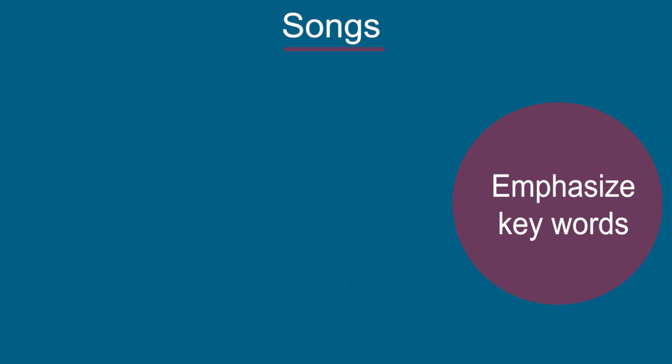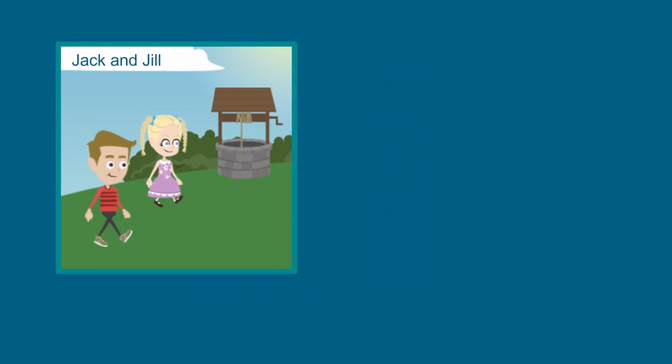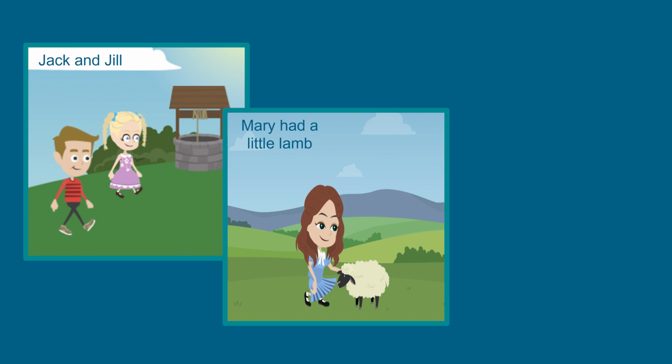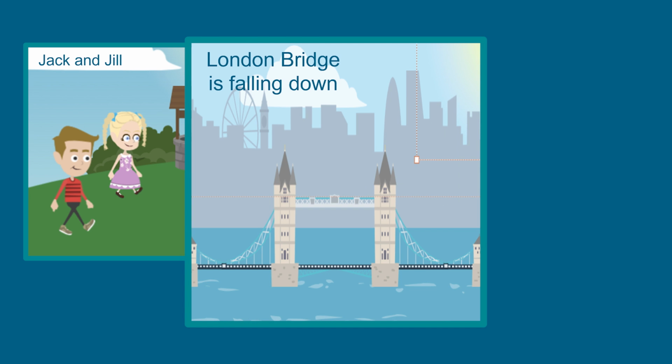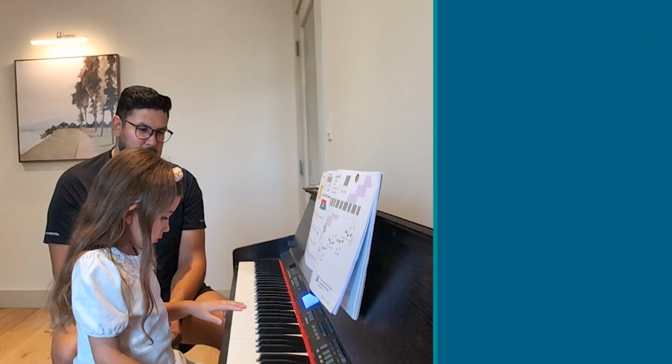Use a song, rhyme, or finger play as a sound activity. Make sure to emphasize key words, sing slow, and use gestures. Use songs that have the "ul" sound, like Jack and Jill, Mary Had a Little Lamb, London Bridge is Falling Down. Let's see how to do this.